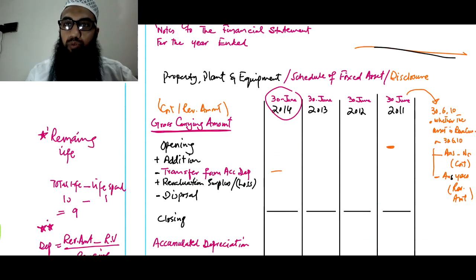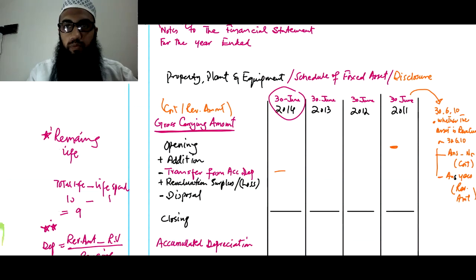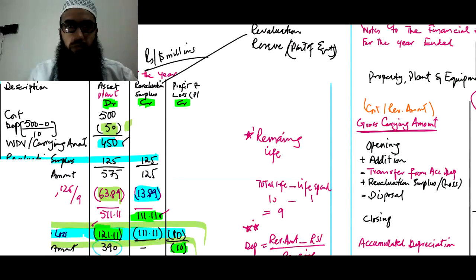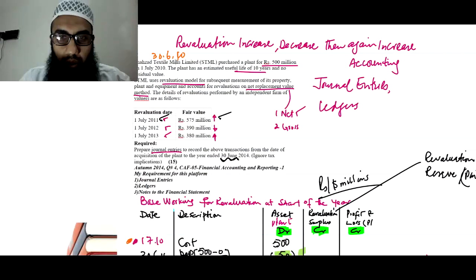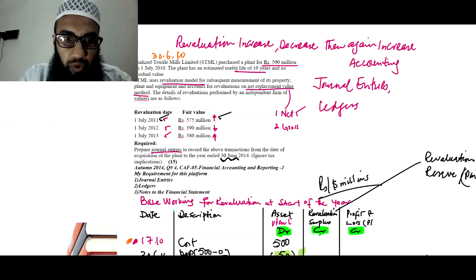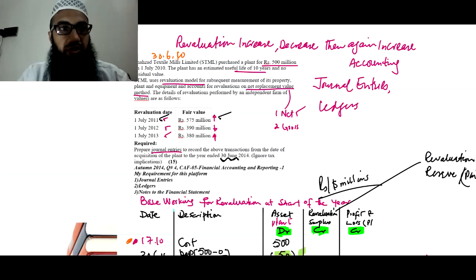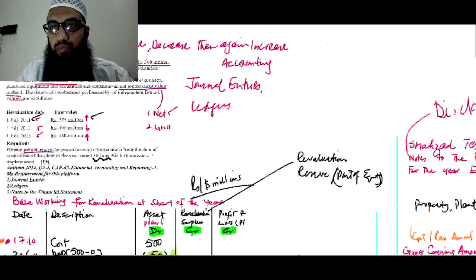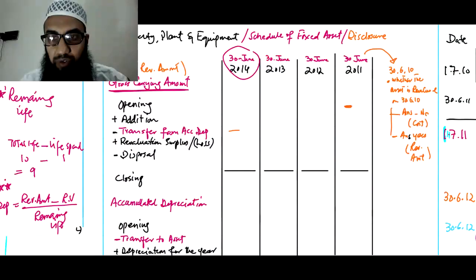And this is loss. We have purchased on 1st July 10. Between 30th June 10 to 30th June 11, we have done one thing. We have purchased 500 million asset. We have purchased 500 million plant. So addition is 500.